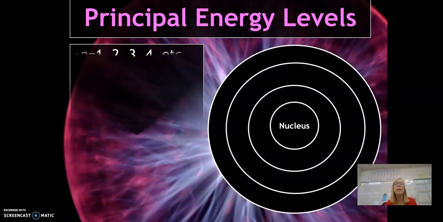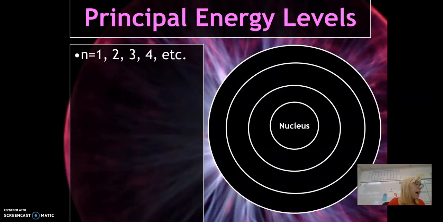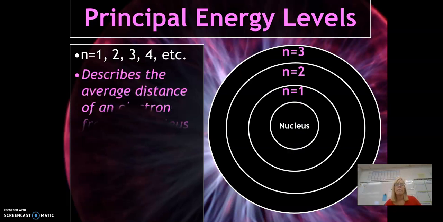Principal energy levels: n is the principal energy level, and there are 4 principal energy levels. We creatively describe them as 1, 2, 3, and 4. The principal energy level describes basically how far away an electron is from the nucleus. So if an electron is in the n equals 1 level, it is closer to the nucleus than something that's in, let's say, the n equals 3 energy level.